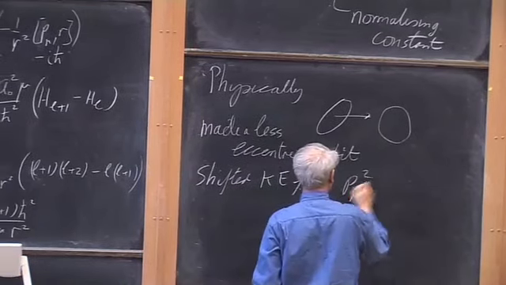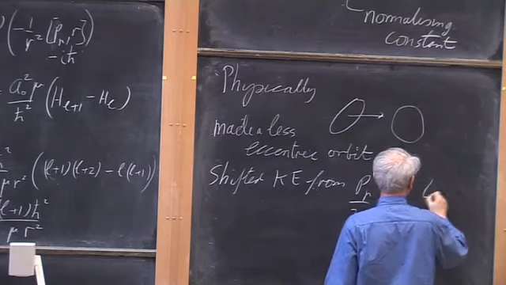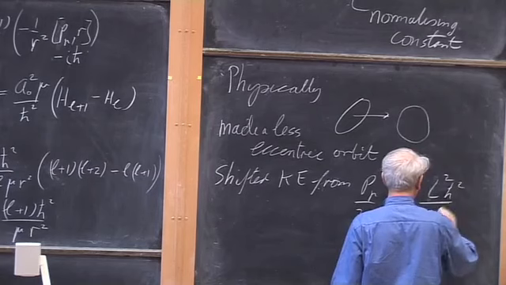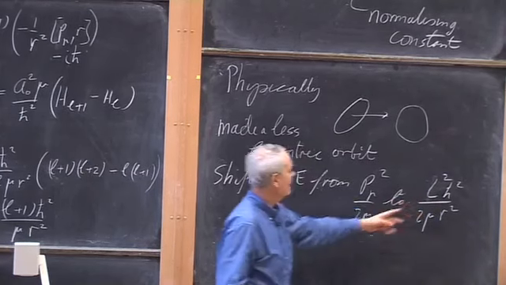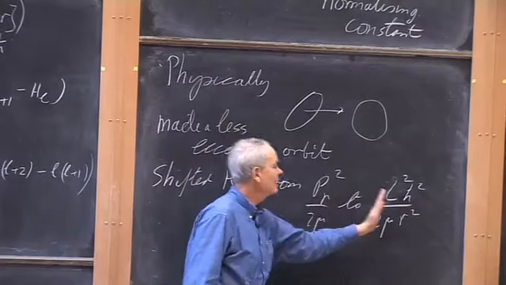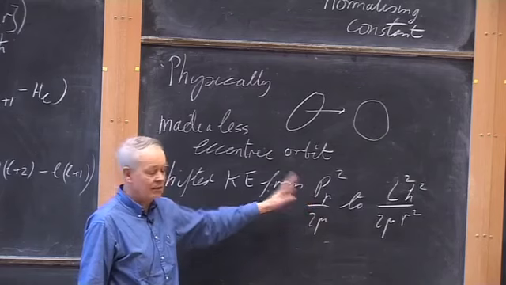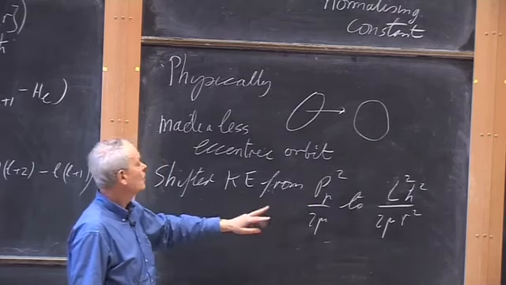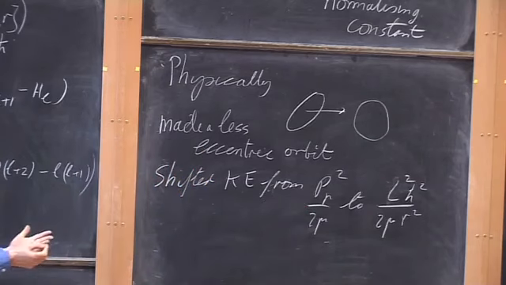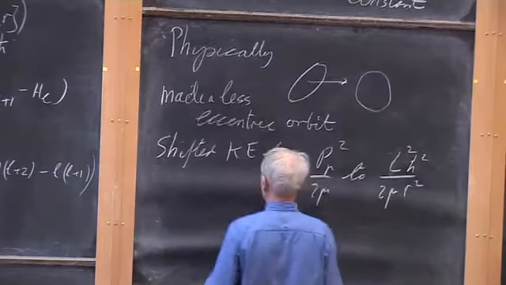P_r squared over 2 mu to L squared h bar squared over 2 mu r squared, right? This was the tangential kinetic energy. This was the radial kinetic energy. We've shifted energy from here to here. When we've got no energy left in there, or as little as quantum mechanics allows, which won't be zero, but will be some amount, then we won't be able to shift any more. So there must be a maximum angular momentum for a given energy.